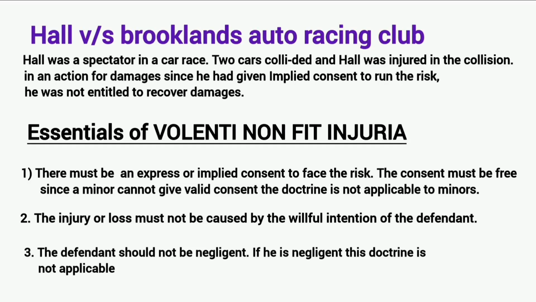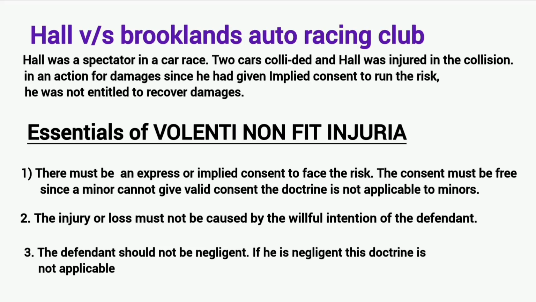One of the important cases related to volenti non fit injuria is Hall versus Brooklands Auto Racing Club. Hall was a spectator in a car race. Two cars collided and Hall was injured in the collision. In an action for damages, since he had given implied consent to the race, he was not entitled to receive damages. Essentials of volenti non fit injuria.